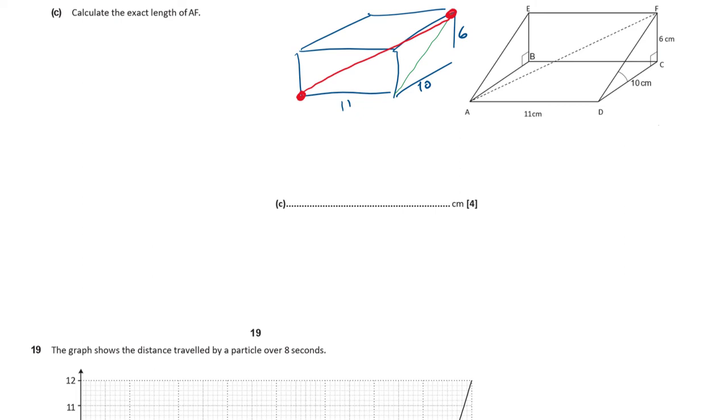Now there's a quick way of working out this longest diagonal. It's a bit like an extension of Pythagoras' Theorem. The length of the diagonal is equal to the square root of x squared plus y squared plus z squared, which is basically the three sides of your cuboid squared, added up, and then square rooted. So d, the length of the diagonal, is going to be the square root of x squared plus y squared plus z squared.